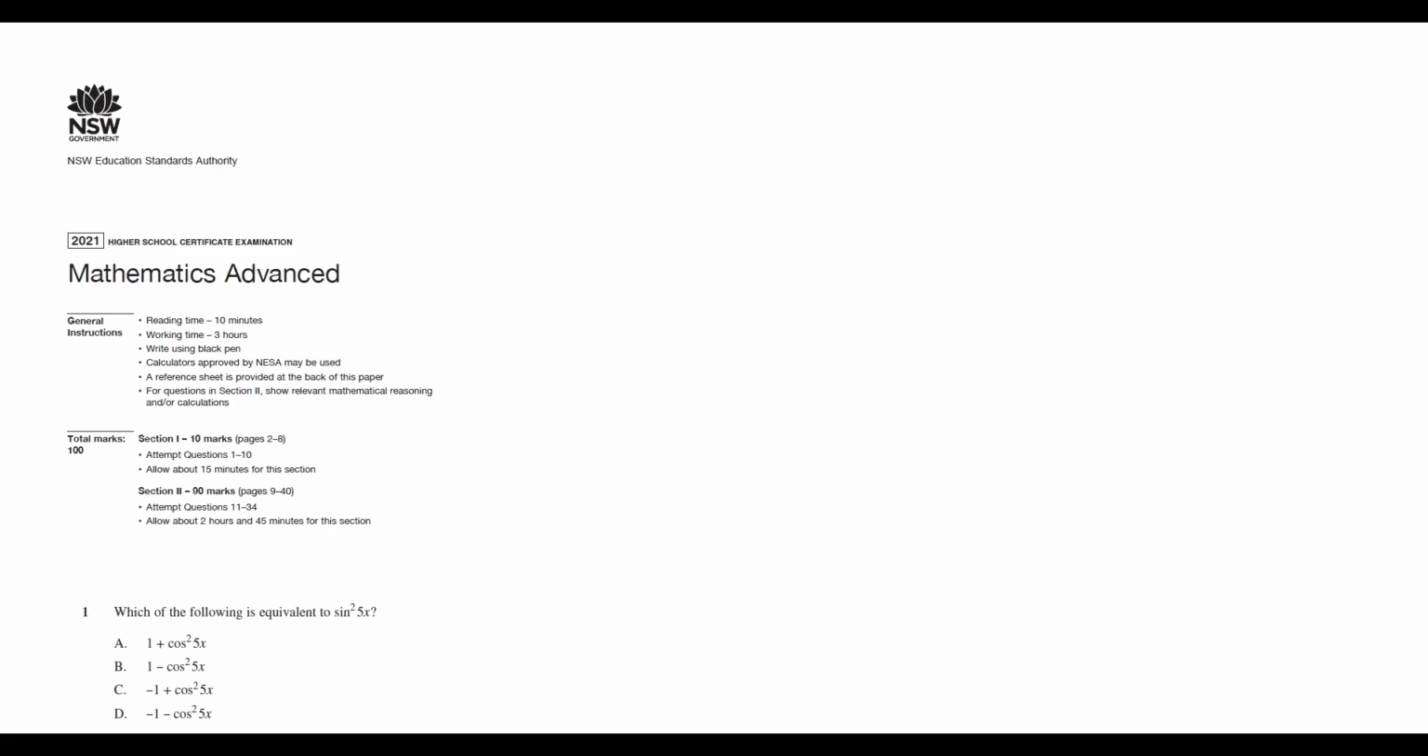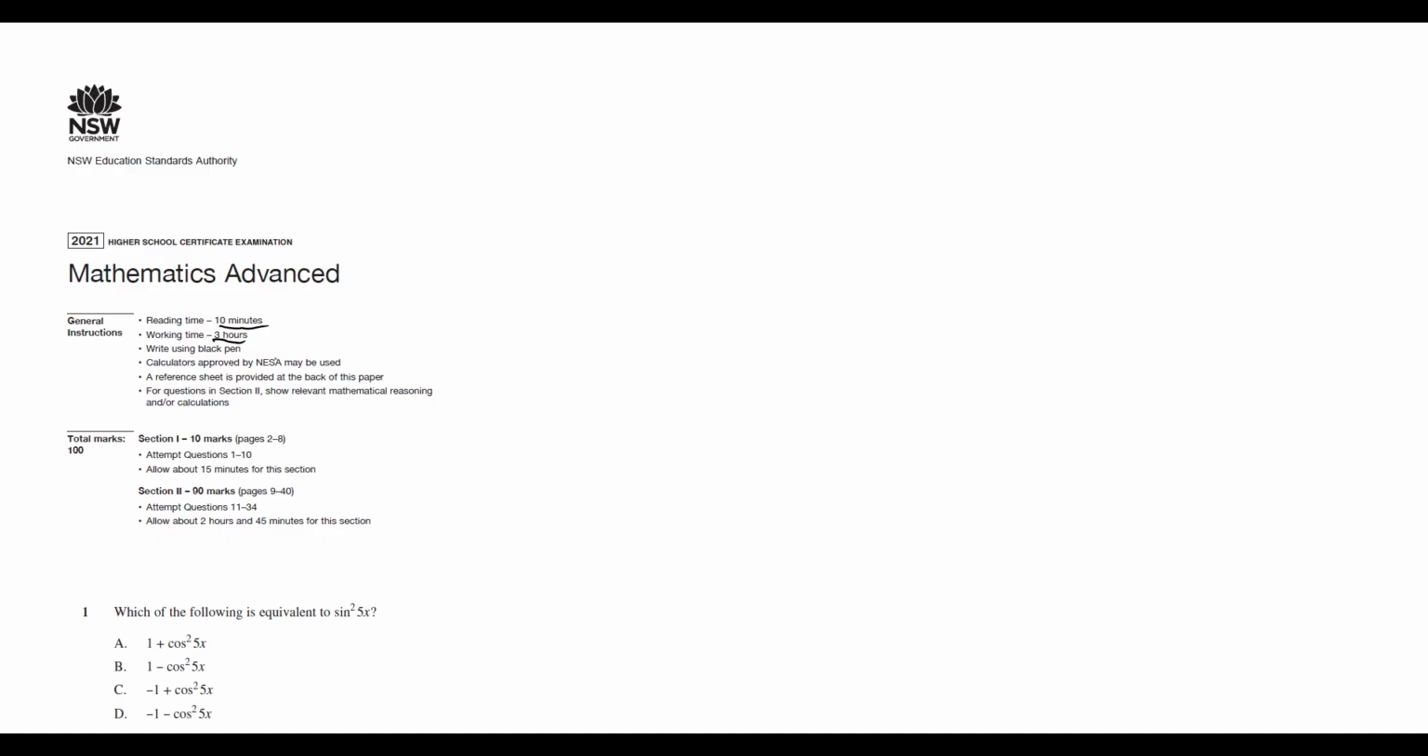So today we'll be going through the 2021 HSC Mathematics Advanced paper. Just before we get into it, things to note. Firstly, this is a 3-hour exam with 10 minutes reading time. In those 10 minutes, make sure you go through the entire paper, read the last questions, and see what's going to be trickiest for you to solve.